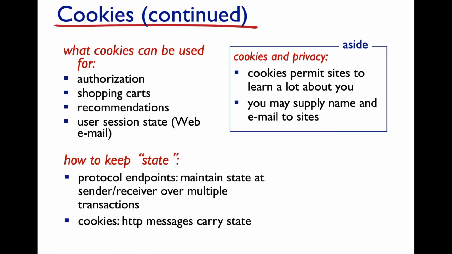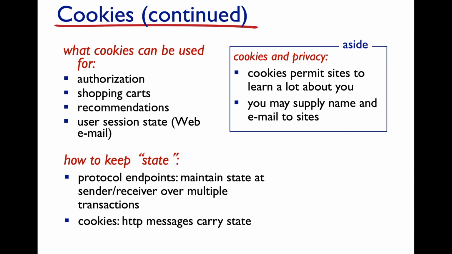Let's go back. So what can cookies be used for? Cookies can be used for authorization, shopping carts, recommendations, all sorts of things. And cookies allow sites to learn a lot about you. If you want your privacy, you need to clear your cookies. And there are some browsers that allow you to go into so-called private mode, meaning that when you browse and you're done and you exit the browser, it clears all those cookies for you. So that when you go to subsequent sites, you visit a website and then search for something and then visit some other website, and all of a sudden the other website knows something about what you've been looking for. Well, that's because of cookies.